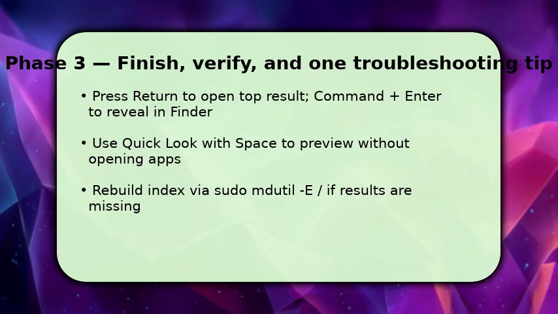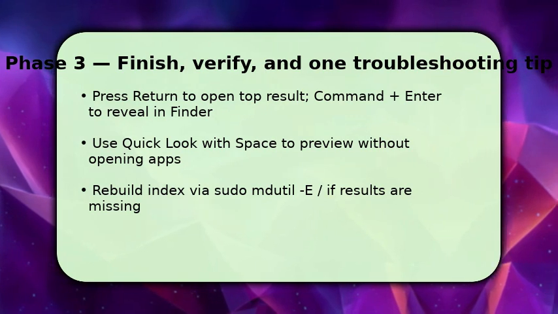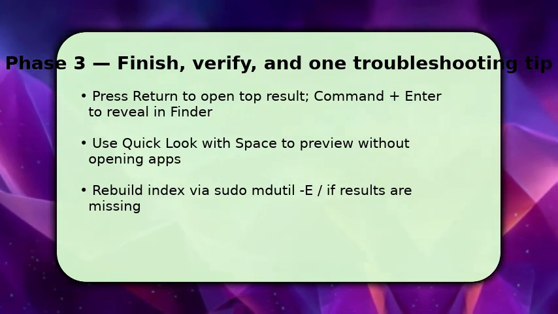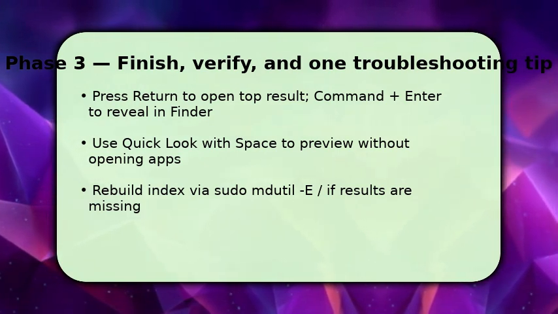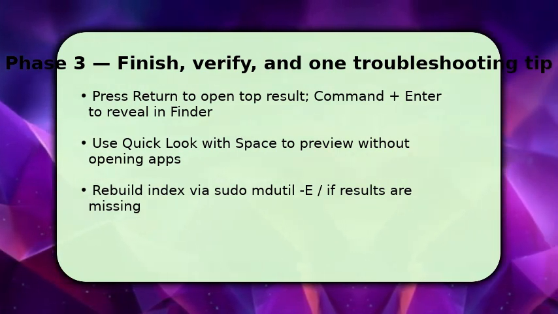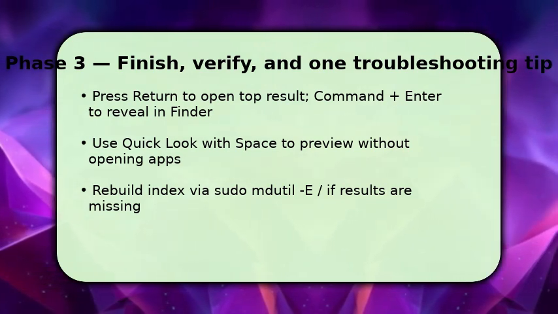If Spotlight behaves erratically, rebuild the index. Open terminal and run sudo mdutil /, then allow indexing to finish. If permissions block rebuilding, check privacy settings. These final steps get you productive, and rebuilding fixes most missing or incorrect results.